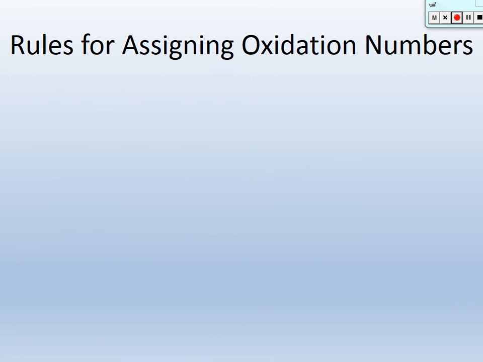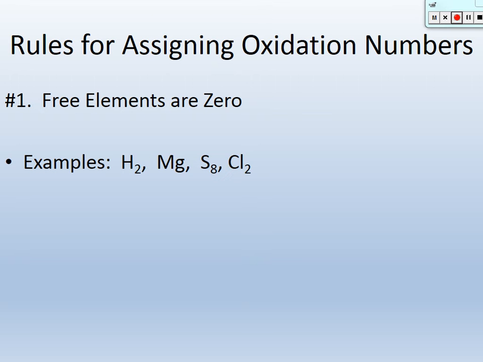Okay. So let's go through each one of those rules kind of individually. Rule number 1, it said that free elements are 0. So for example, hydrogen, in this example, H2 is just by itself. So it's going to have an oxidation number of 0. And I always write the oxidation number above the element so that you know what its oxidation number is, 0. Magnesium, it's not a cation in this case, it's just pure magnesium. It's a free element, it's 0. Sulfur, even though there's 8 of them, it's still by itself, it's 0.